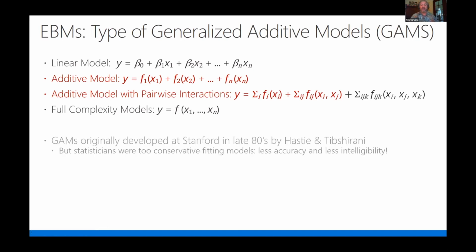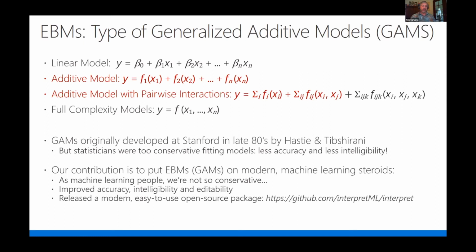Now, we didn't invent these. Generalized additive models were invented at Stanford in the late 80s by Rob Tibshirani and Trevor Hastie. This was Trevor's thesis. But the statisticians were pretty conservative when they fit these models. They tended to use very smooth splines, and they would only include terms in the model if statistics showed that those terms had to be included. Now, a lot has happened since the late 80s. We have a lot more computer horsepower. We have much larger data sets, and we have a lot of new machine learning tricks.